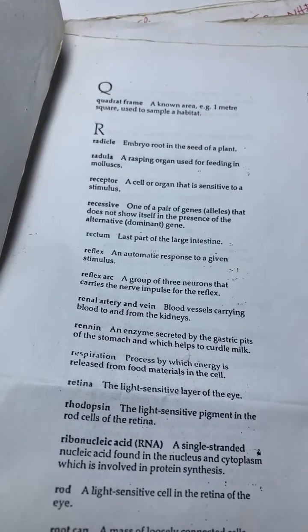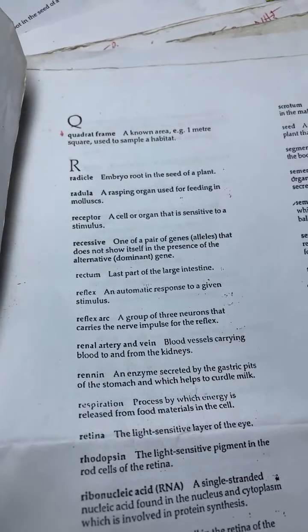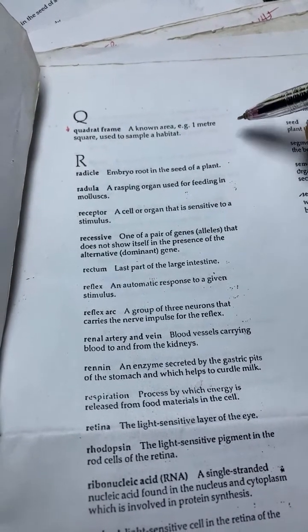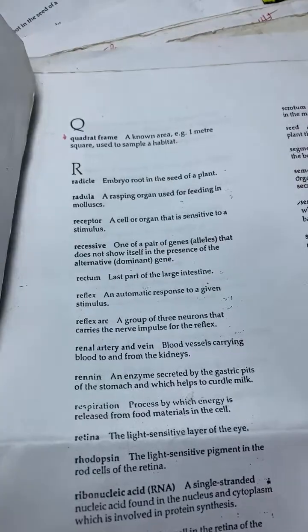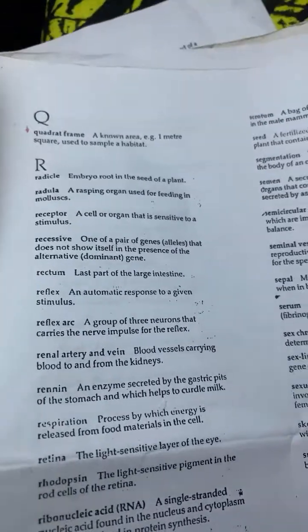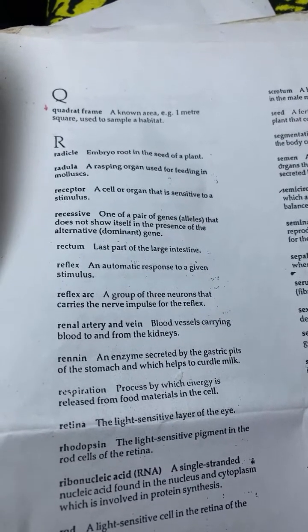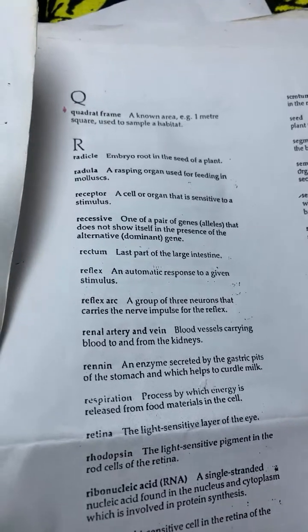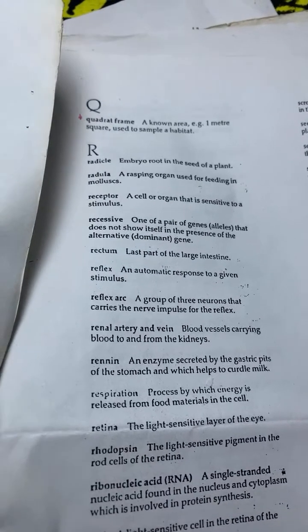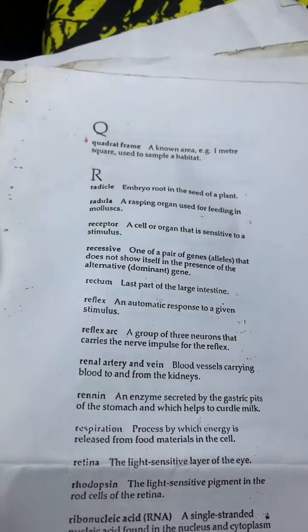Now, the next one is quadrat frame. A quadrat frame is a known area, like 1 meter, used to sample a habitat. If you want to check if this particular area is okay for a habitat to survive, the particular phenomenon is called what? A quadrat frame. We use a quadrat frame to confirm if an organism can actually survive in this particular environment.